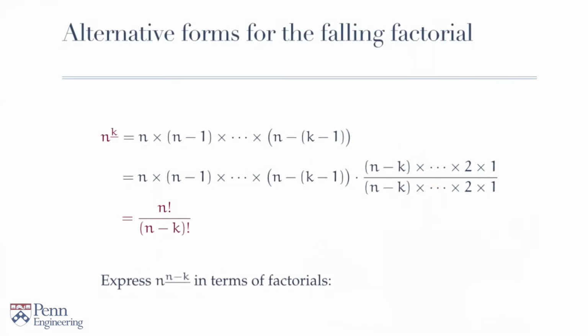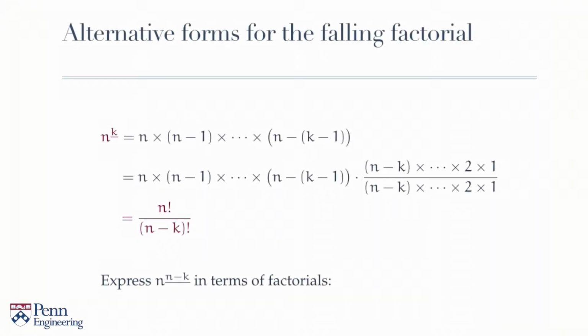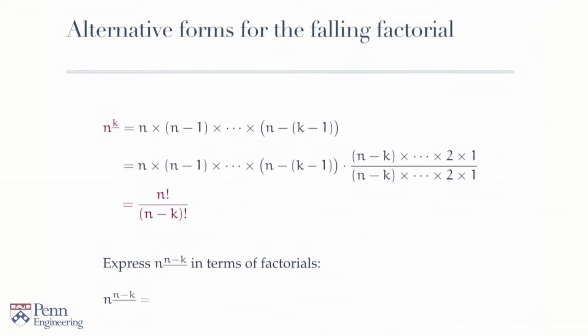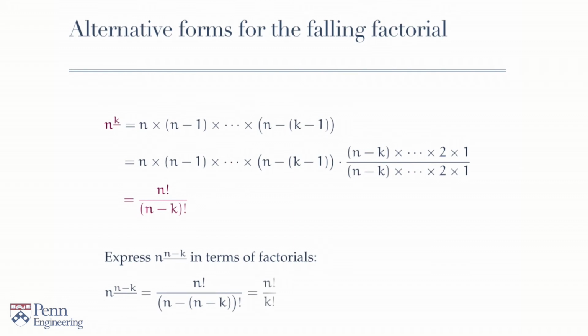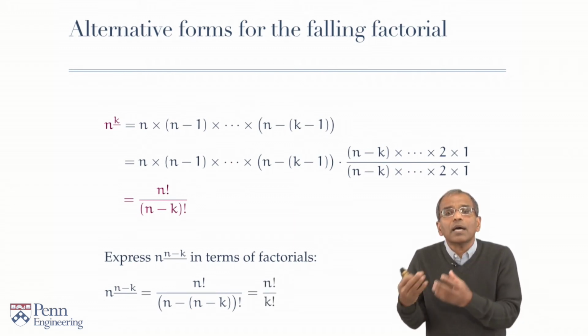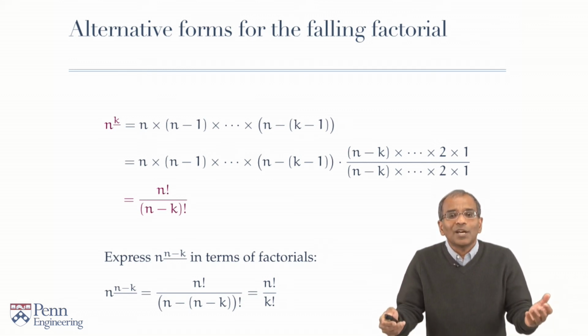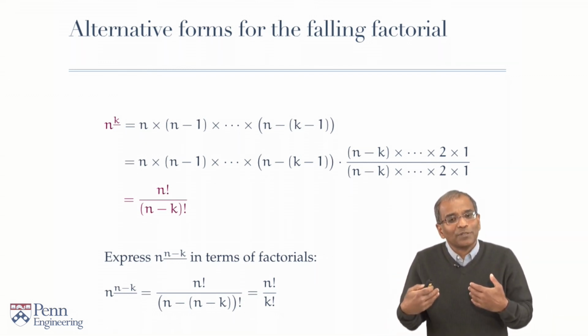Express n to the n minus k falling in terms of factorials. Pause the lecture, see if we can work it through, restart when you are ready. Okay, now we are back. N to the n minus k falling is a falling factorial, and therefore, if in the previous expression we replace k by n minus k, we will get an identity. Well, this is easy. Let's go ahead and do this. N to the n minus k falling, then, is n factorial, and in the denominator, you subtract n minus k from n and take its factorial. Or in other words, you get n factorial over k factorial.